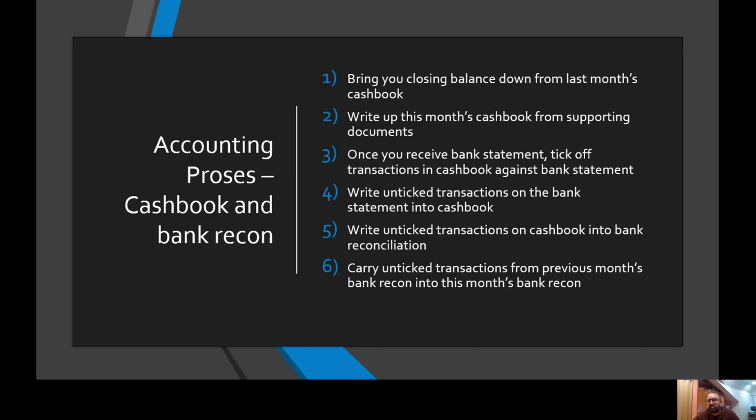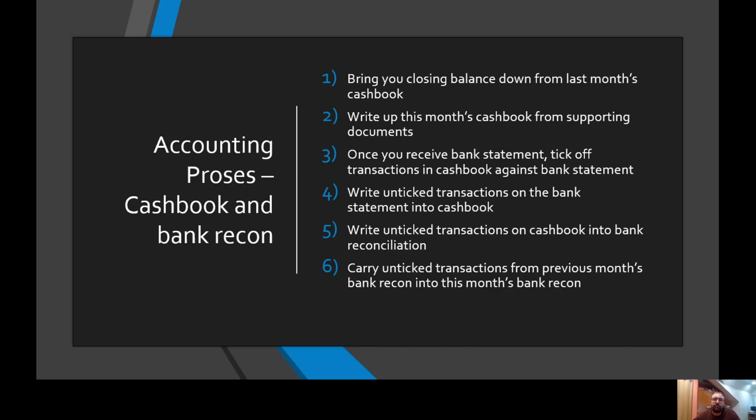So let's assume this is a legitimate transaction. We just missed it. Because we missed it, it will show on the bank statement, but not in our cash book. Therefore, we have to write it into our cash book. Then, point number 5, we will have unticked transactions on our cash book, and those we will have to write onto our bank reconciliation. So let's just think about that.